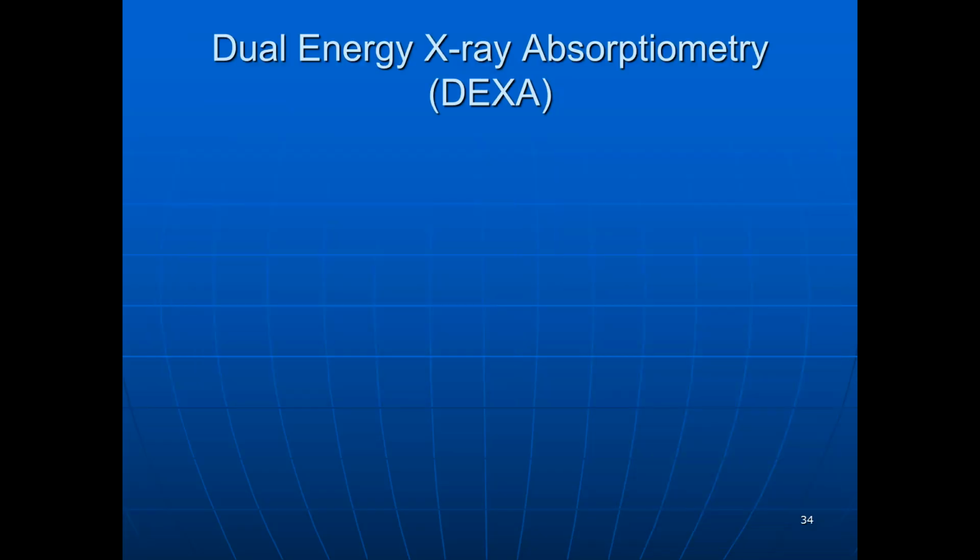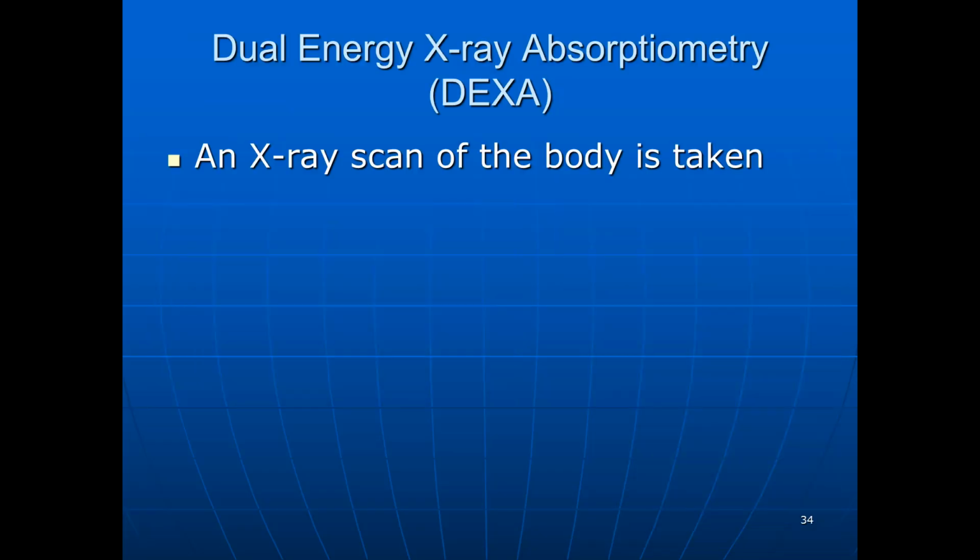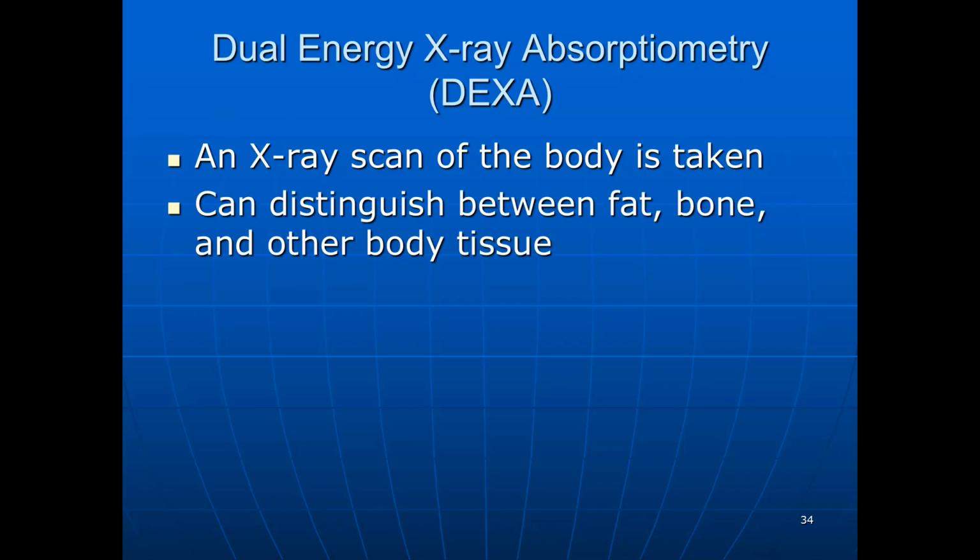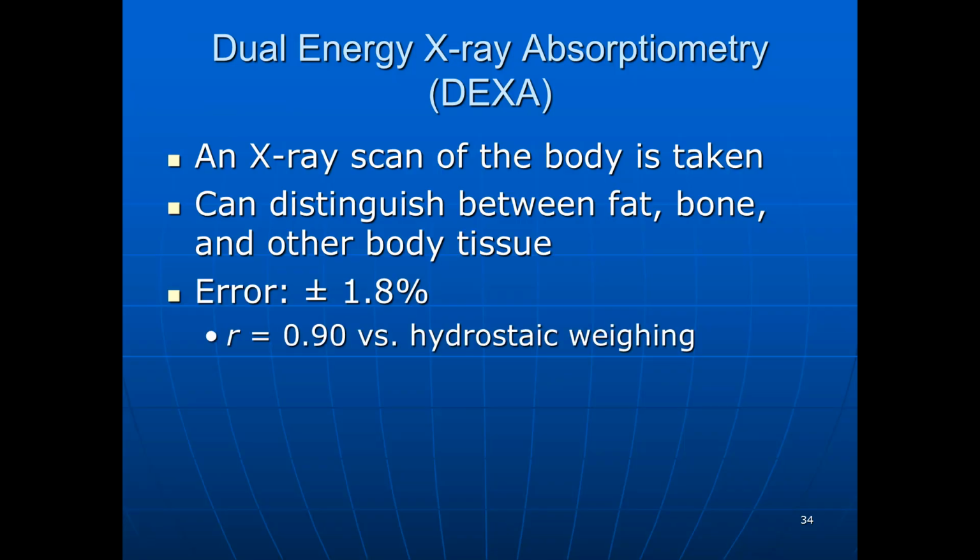All right, then we have DEXA, dual energy X-ray absorptiometry. So in this technique, an X-ray scan is taken of the body, and then a technician goes back and analyzes that scan and can see what's fat and what's not. So you can see a lot of different tissues. So this is thought to be the most accurate at the moment.